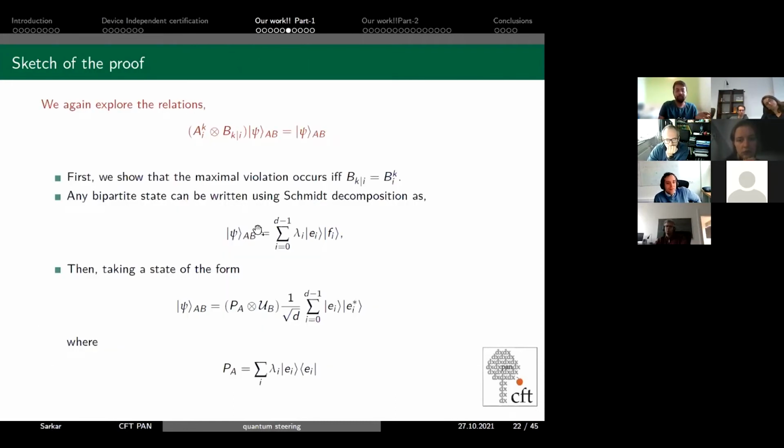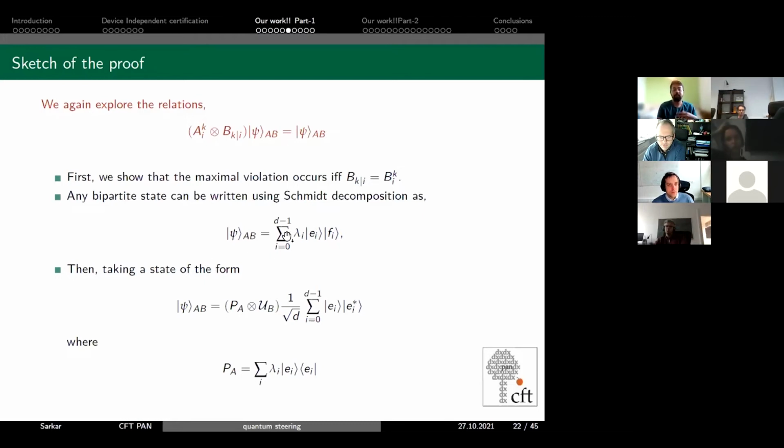So since the operator norm is 1, from there we can conclude a relation like this. Okay, and first we show that to achieve the maximum violation, these measurements of Bob are actually projective. Then we take a state and write it in the Schmidt decomposition like this, where these lambda i's are some positive coefficients, and f_i are the basis corresponding to Bob's Hilbert space, and e_i's are the basis corresponding to Alice's Hilbert space.